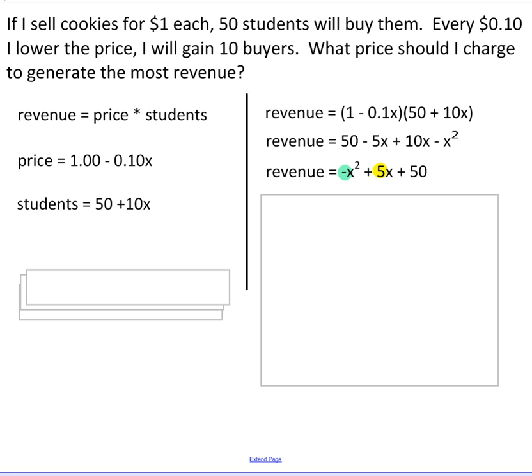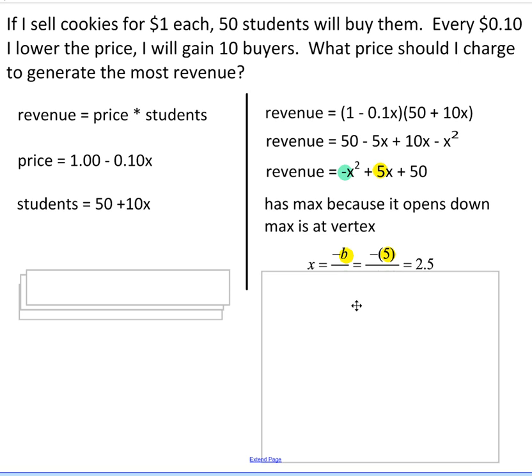However, in this particular problem, it asks, what should I charge to generate the most revenue? So we're looking for a maximum on this graph. And if you remember from the first section, a maximum or minimum can be found at a vertex. So as long as this parabola is pointing downwards, which we can see from the negative term in front of that x squared, that the parabola is facing downwards, we know that it's going to have a maximum. And so to calculate that maximum, we just try to find the vertex.